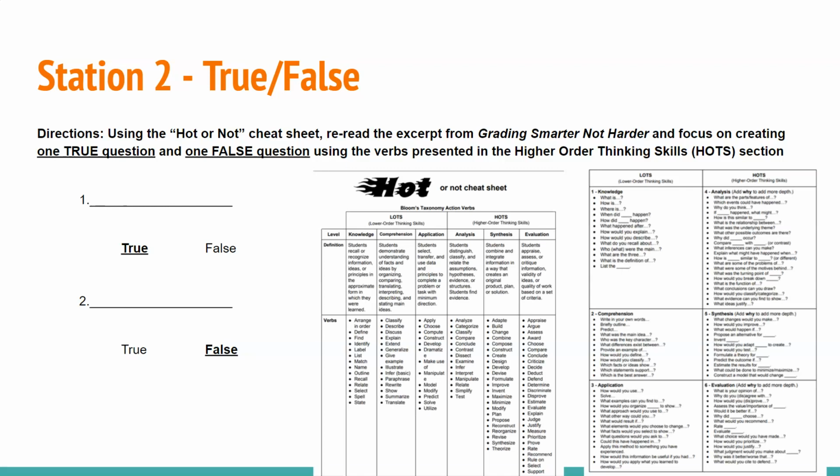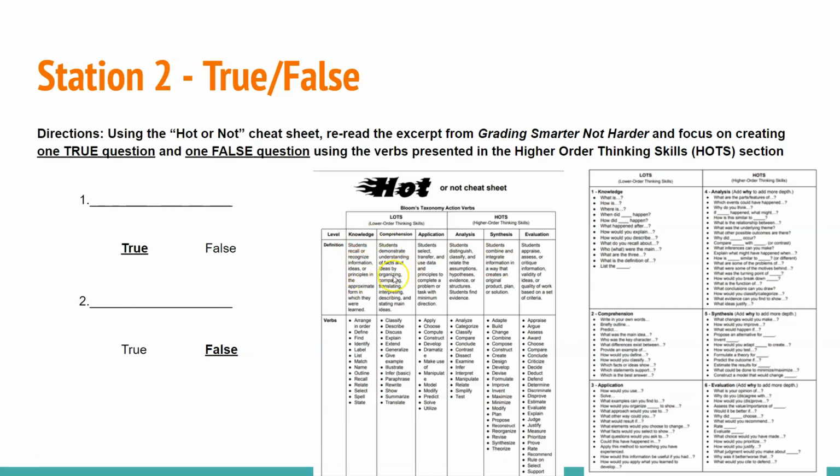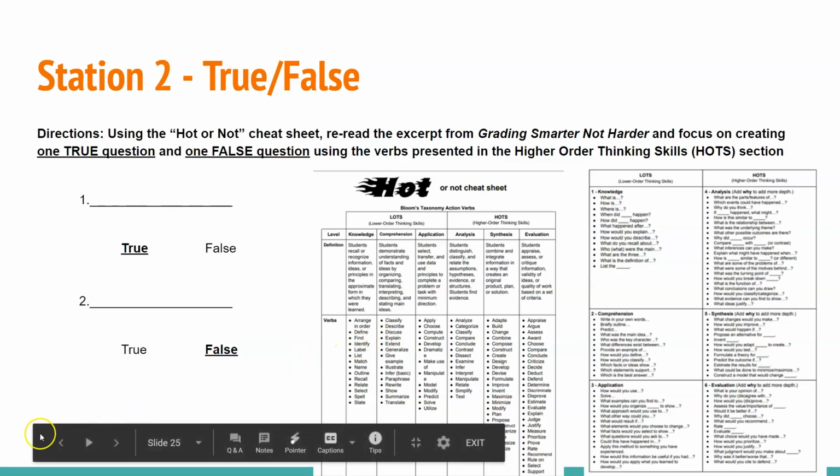So go ahead and revisit that excerpt, rewind the video if you need to, and what I'd like you to do is to rewrite your initial true-false questions, aiming at higher levels of analysis or synthesis rather than the lower levels of knowledge and comprehension that you most likely targeted with your first two questions. Once you're finished with that, you can go ahead and move on to station 3.